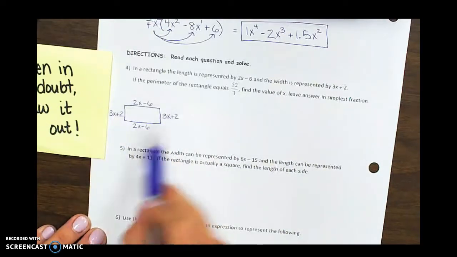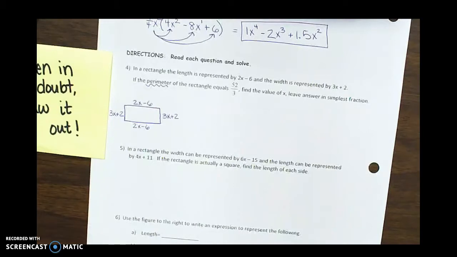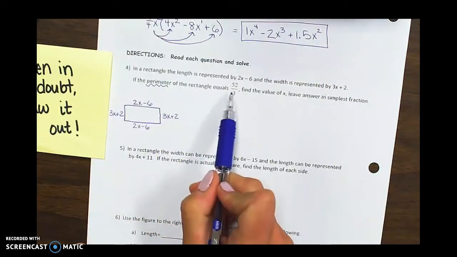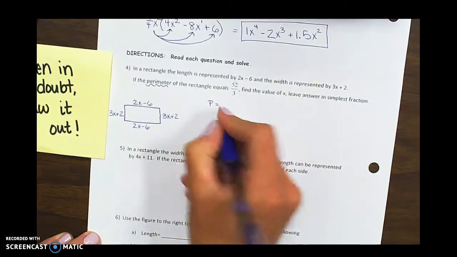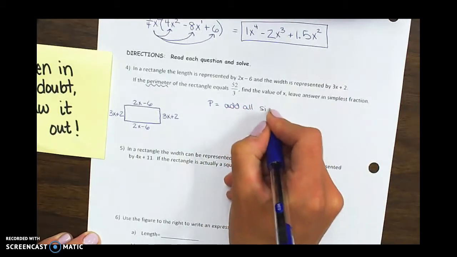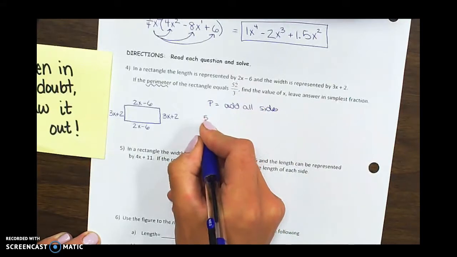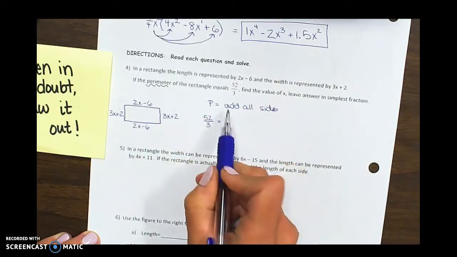All right, so here we go. So our key word here is perimeter. That's going to help us set up an equation to solve for x. So we need to think, well, what does perimeter mean? It means we're going to add all the sides and set it equal to the perimeter. Okay, so perimeter equals add all the sides. So in this case, our perimeter is 52 over 3. So I'm going to replace the p with that. Equals, now let's add all the sides.